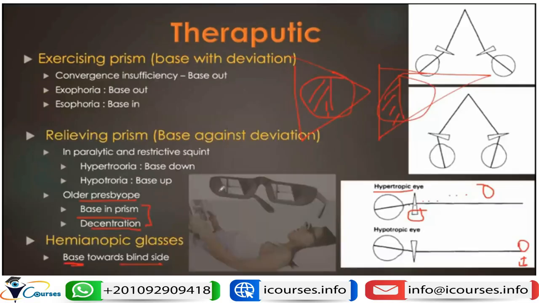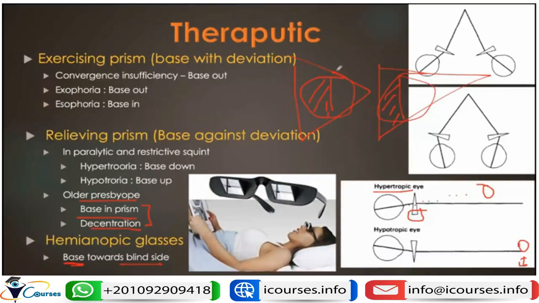Let's go back to the hemianopia. Here the image, as we said, is always toward the apex. If we have a blind hemifield in both eyes and place the base toward the blind side, the rays will be deviated toward the base, but the image and the eye will turn toward the other side, toward the apex. So the image will be directed toward the apex, which will be the seeing hemifield.